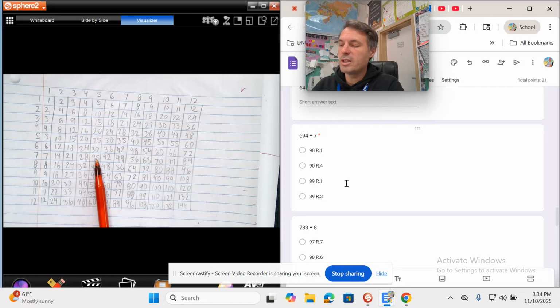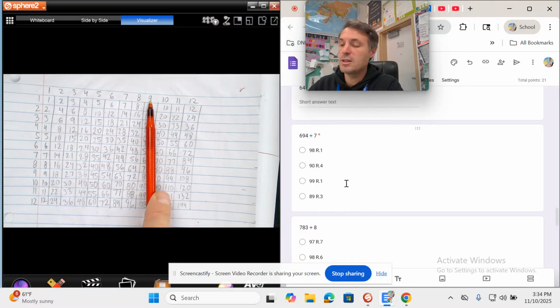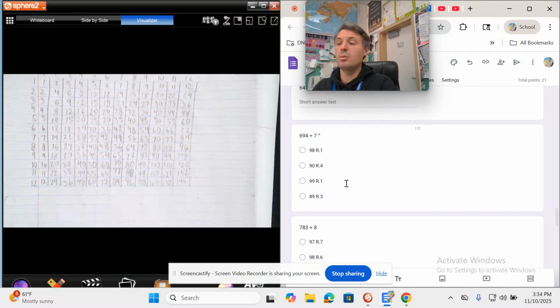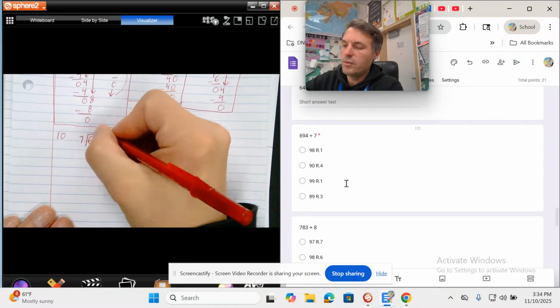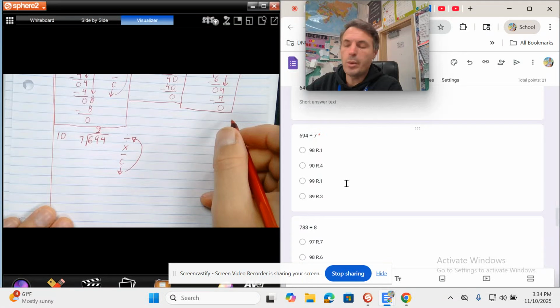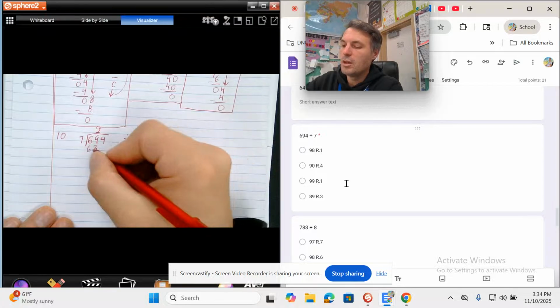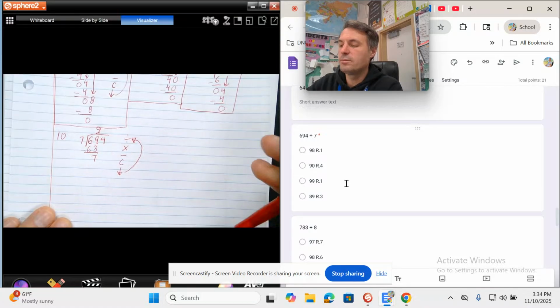So we keep going. We get as close to 69 as we can without going over, and it's 63. So that means 7 can fit into 69 9 times, because 9 times 7 is 63, and that's as close to 69 as we can get without going over. So 7 can fit into 69 9 times. Now we multiply. 9 times 7 is 63. Now we subtract. 69 minus 63 is 7.